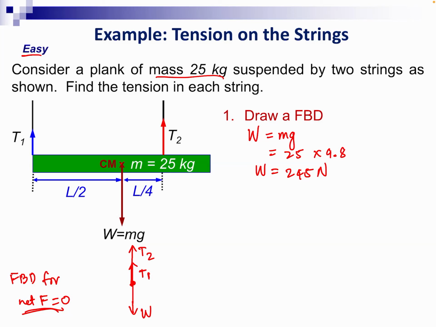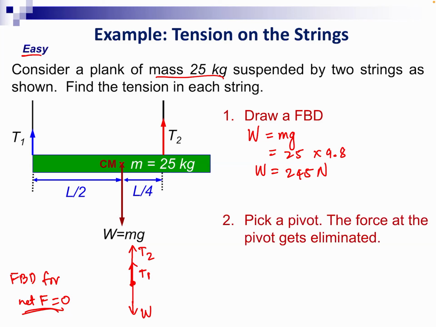Then the next step is to pick a pivot. If we want to balance the torques acting on this plank, we need to choose a pivot. It's about this pivot that the plank will try to rotate. And here you have three forces, T1, T2, and weight, which means that you have three choices for the pivot. You can choose to put your pivot at the position of T1, T2, or weight. Just remember that the force at the point where you put the pivot gets eliminated.